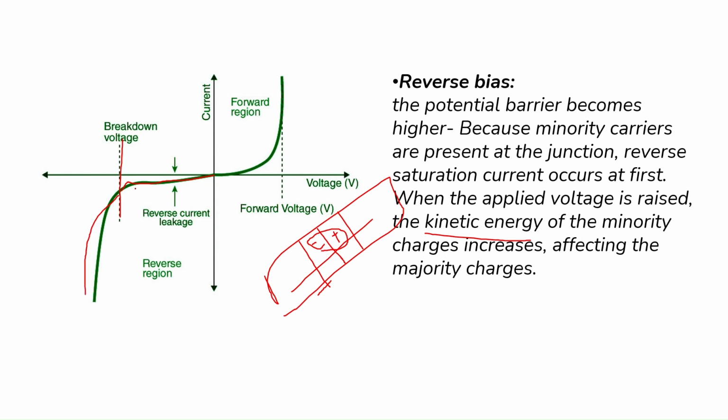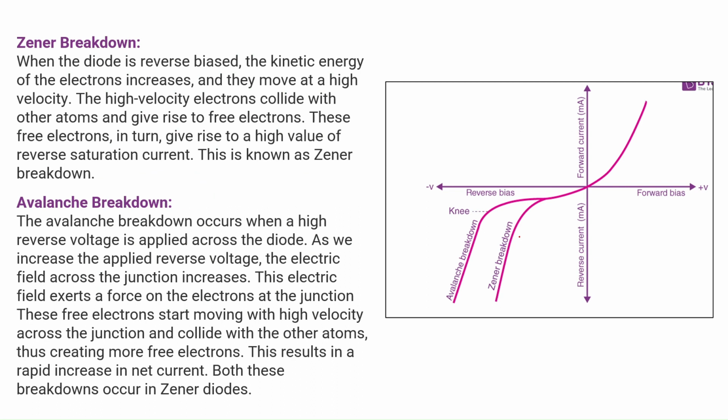This breakdown is because of the increase in kinetic energy of the minority charge carriers. There are two types of breakdown called Zener breakdown and avalanche breakdown.